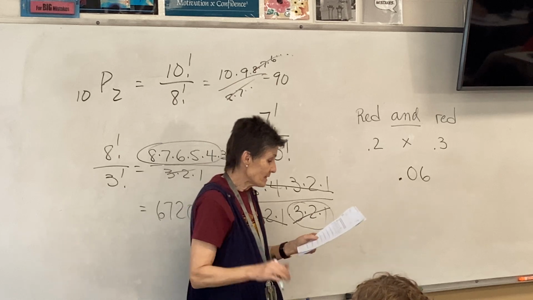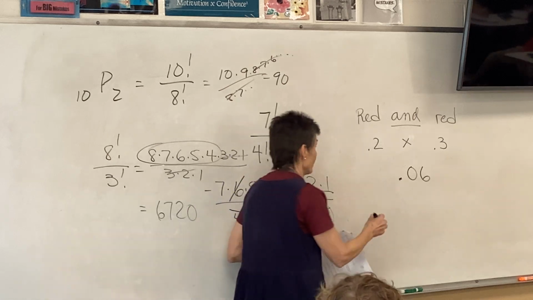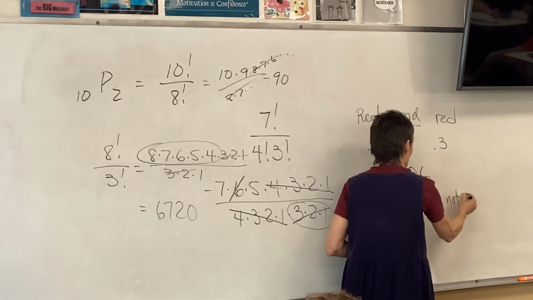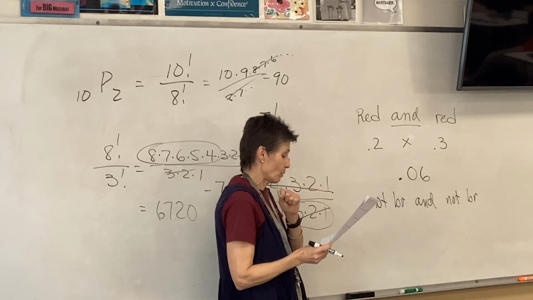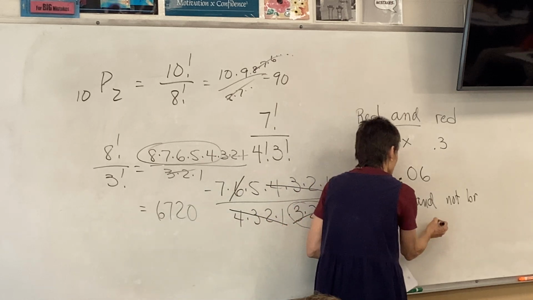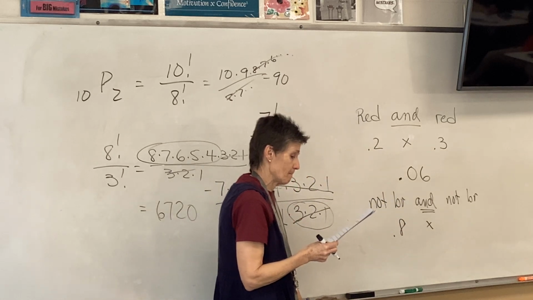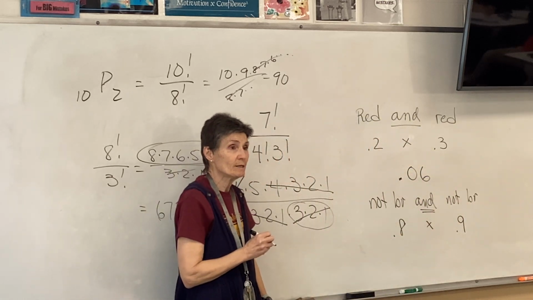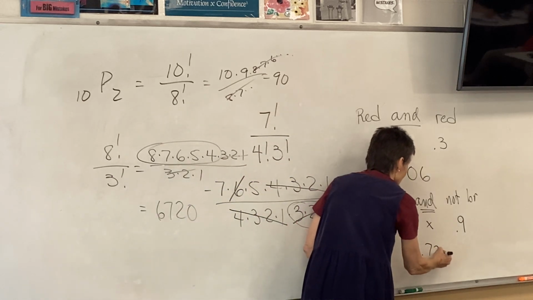All right. If a candy is chosen from each bag, what is the probability that neither will be brown? So we want not brown and not brown. So Maggie, what is the not brown probability for Maggie? 0.8 times, that's what "and" means, times, what is the not brown from Elizabeth? 0.9. So what is the answer to the question? Not brown will be 0.72 or 72%.